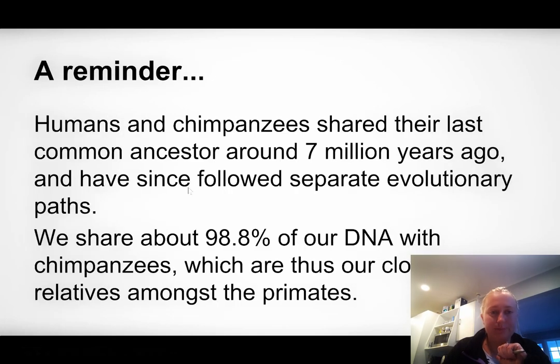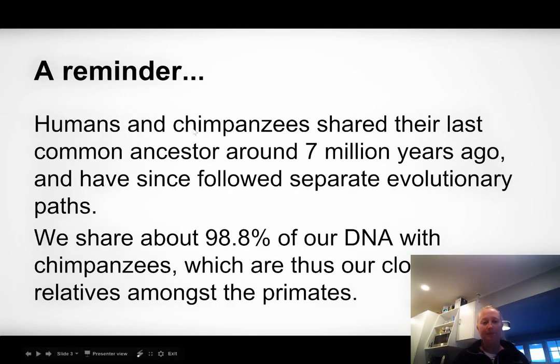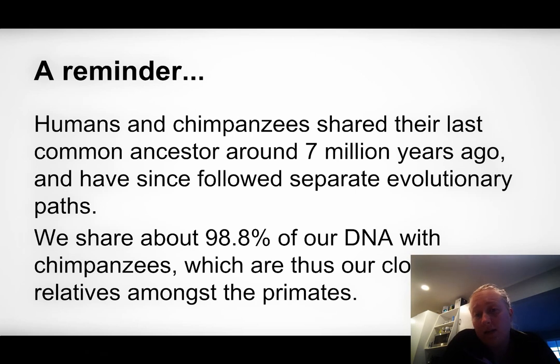All right, so just a reminder, humans and chimpanzees shared their last common ancestor around 7 million years ago. It kind of moves around between 6 million and 7 million years ago as we get more fossils and our dating becomes more accurate. And since that 7 million years ago, we've followed separate evolutionary paths.